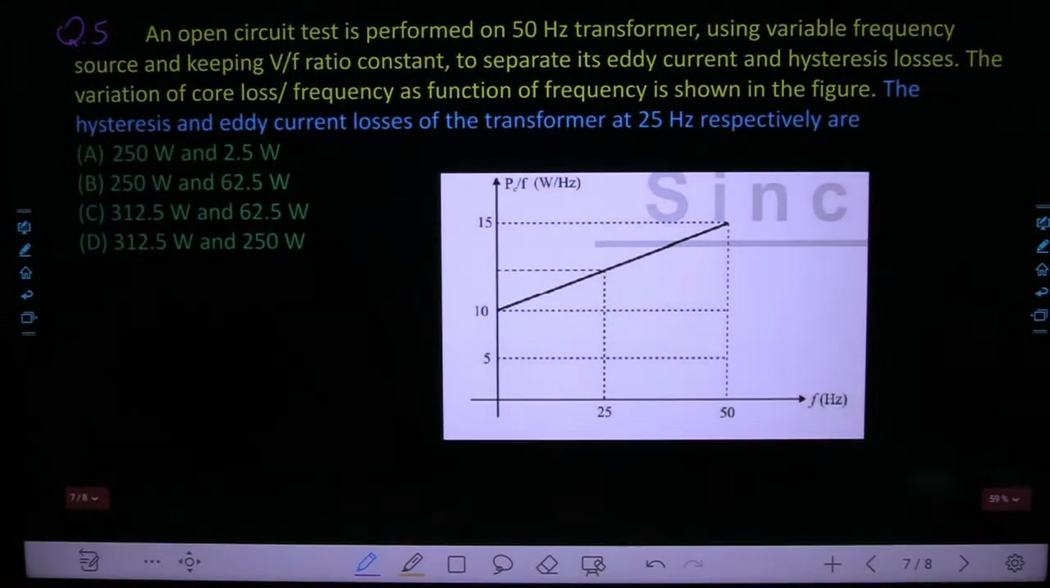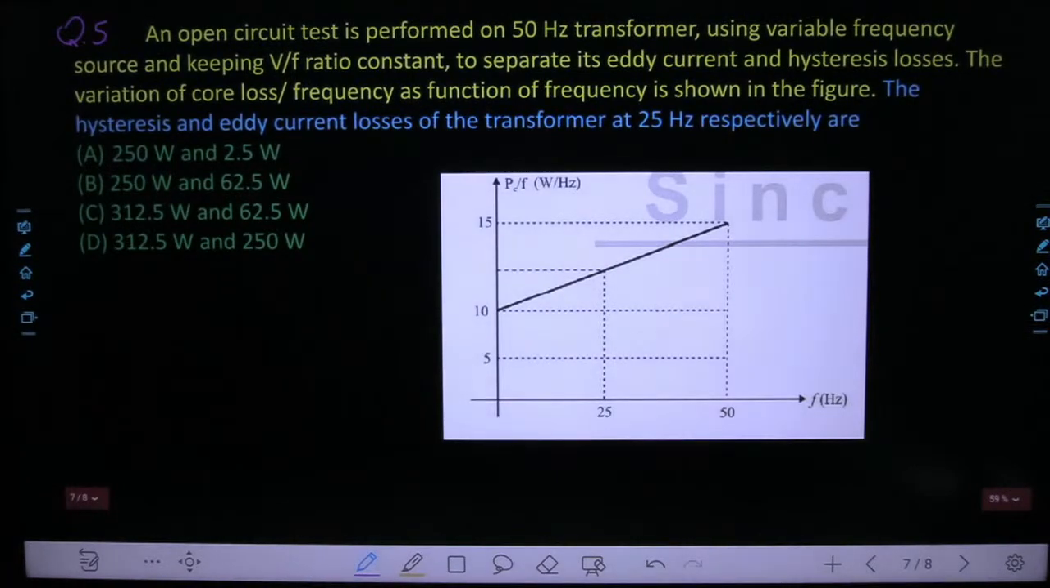An open circuit test is performed on a 50 Hz transformer using a variable frequency source and keeping the V/F ratio constant to separate its eddy current loss and hysteresis loss. The variation of core loss upon frequency as a function of the frequency is shown in the figure. The hysteresis and eddy current losses of the transformer at 25 Hz are.